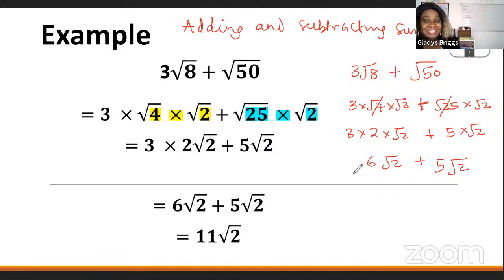Now you have common surds. So now we have common surds. Once the surds are the same, you just add the whole numbers. Okay, so 6 add 5 is 11, and then times it by root 2. So that's how we do it. That's how we do that one. So write that one down.